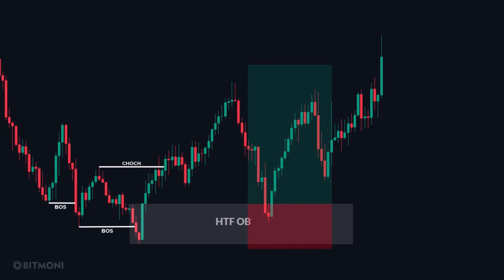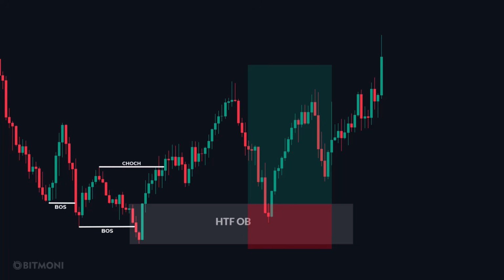Now, if you were aiming to enter based on the higher timeframe order block, you could place a buy limit order at the top of the higher timeframe order block with your stop loss set below it. This approach would have tagged you into the trade as price would have triggered your order. However, it's important to understand that entering from the higher timeframe order block often results in a much larger stop loss, which reduces the reward-to-risk ratio and increases potential losses if the trade moves against you.